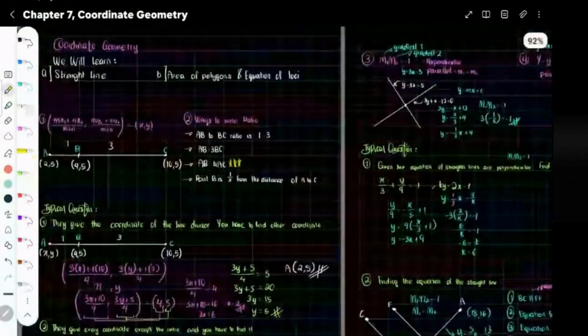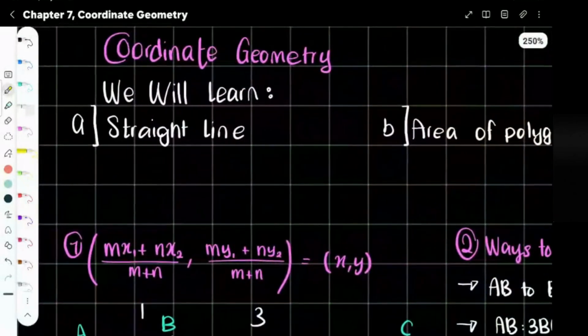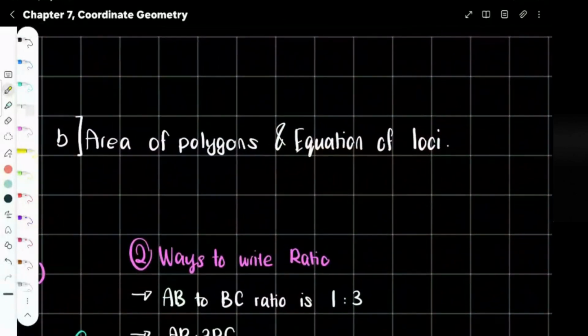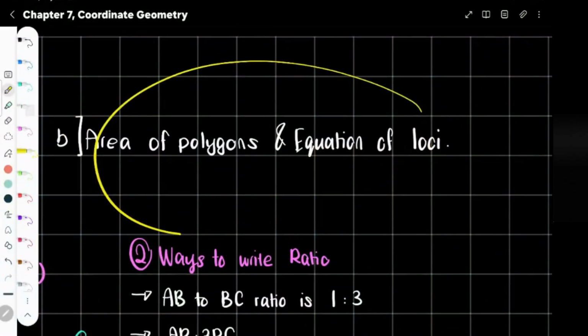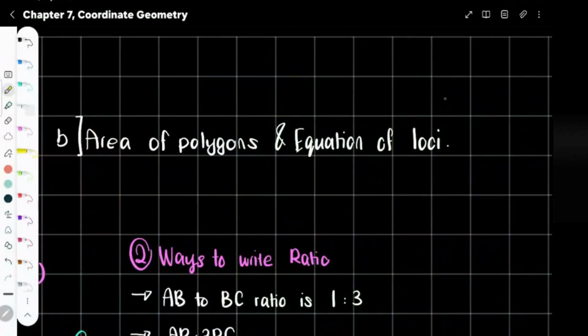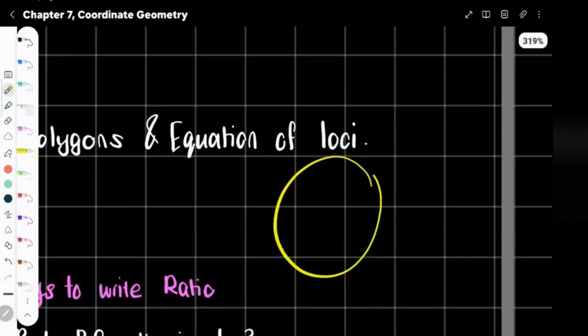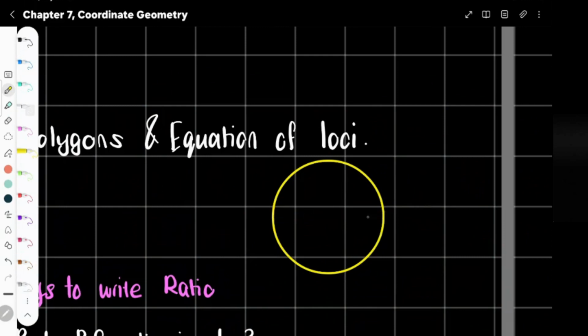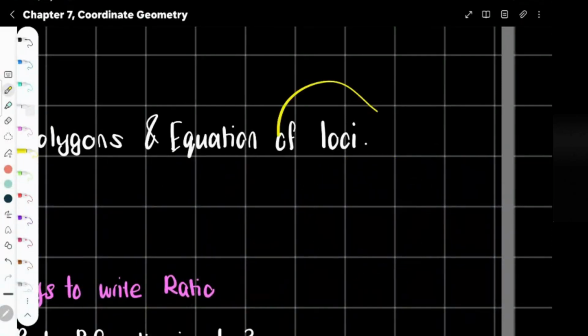Now we are finished with coordinate geometry. But of course, this is part one. In part two, we will cover the area of polygons and equation of loci. This one is very easy. Most of the time they ask what is the equation of loci. Just in case you forgot, loci is a circle, but loci is involved in a graph. That means you can see the circle in a graph. So they want to ask you, what is the equation of a circle? That's loci. That's all.